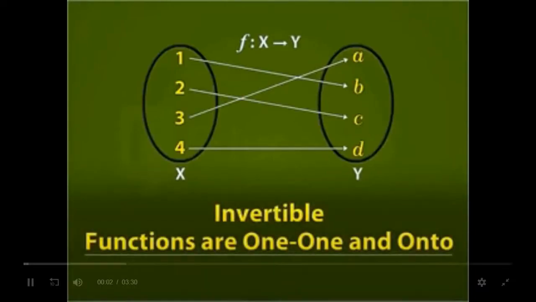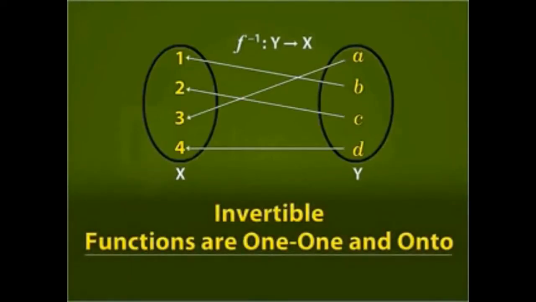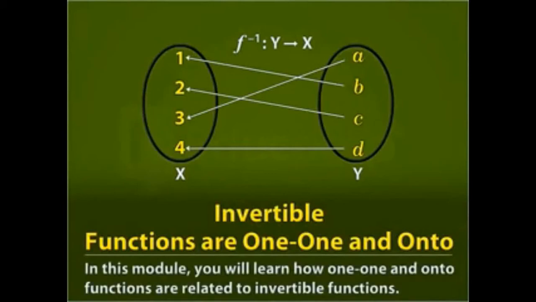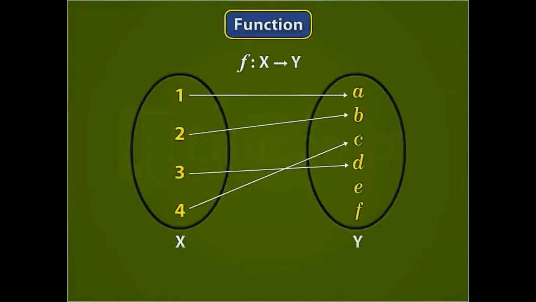Invertible functions are 1-1 and onto. In this module, you will learn how 1-1 and onto functions are related to invertible functions. Recall that a function is a relation in which each input is related to exactly one output.